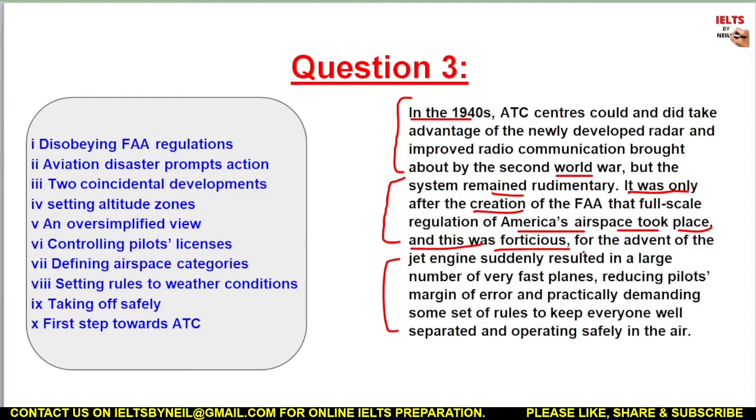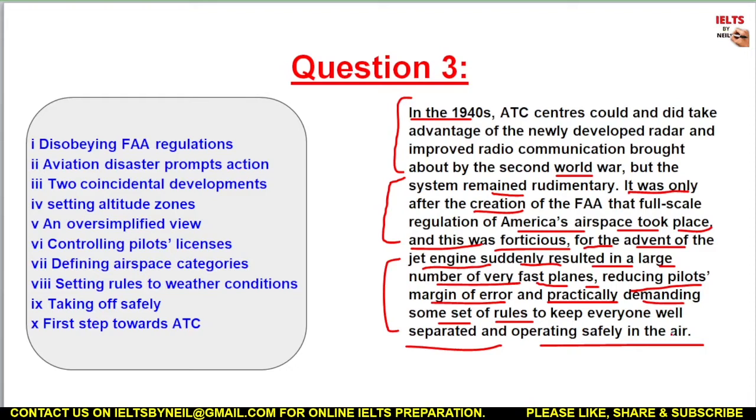For the advent of the jet engine suddenly resulted in a large number of very fast planes, reducing pilots' margin of error and practically demanding some set of rules to keep everyone well separated and operating safely in the air. Now they're talking about the advent of the jet engine, and that coincidentally happened.